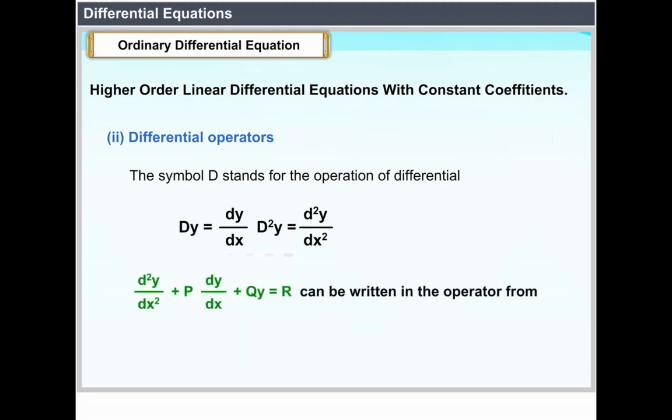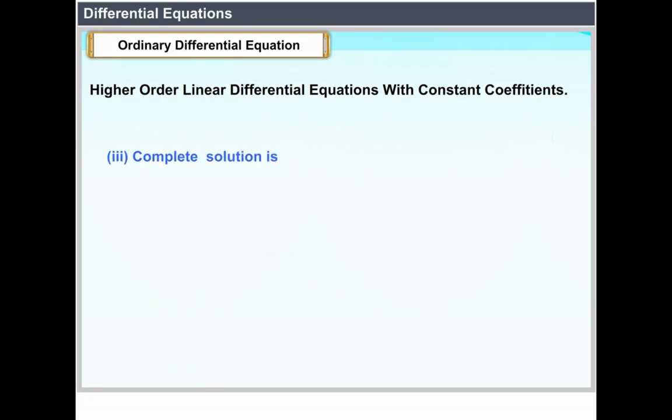d^2y/dx^2 + p dy/dx + qy = r can be written in operator form: D^2 y + p Dy + qy = r, or (D^2 + pD + q) y = r. The complete solution is y = complementary function + particular integral.